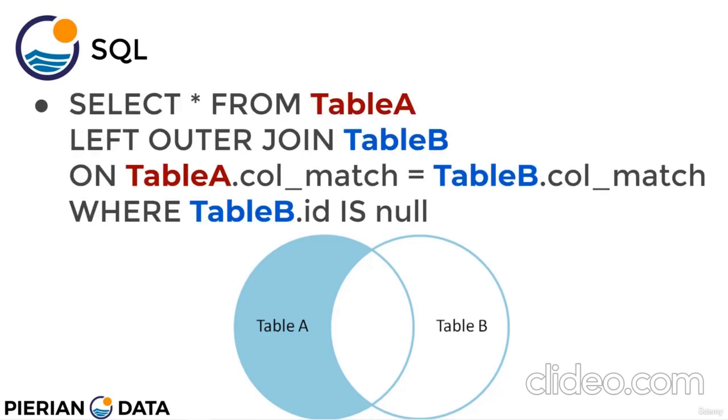So the way we do that is by saying the following. We're going to again select from table A, do a left outer join on table B, specify the column to match on, and then we're going to say where table B is null. Because if table B is null, that means the resulting rows would only be unique to table A.